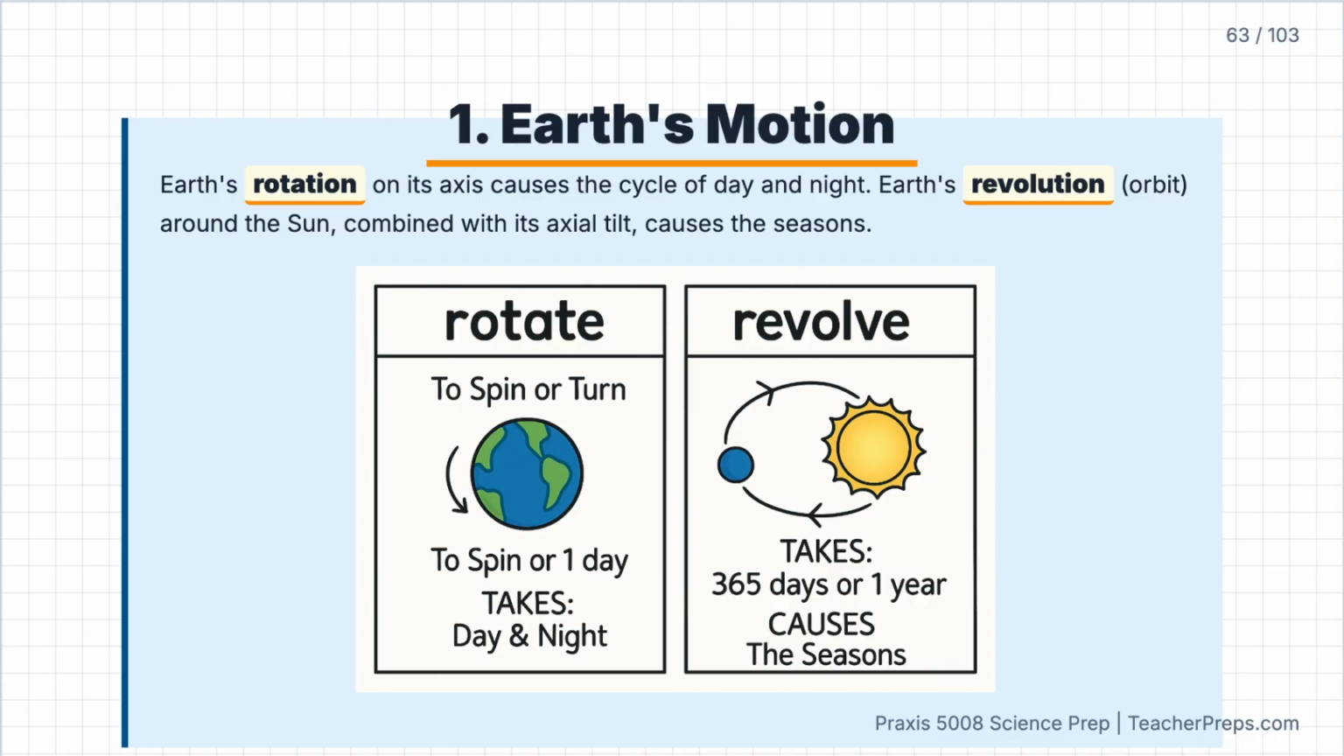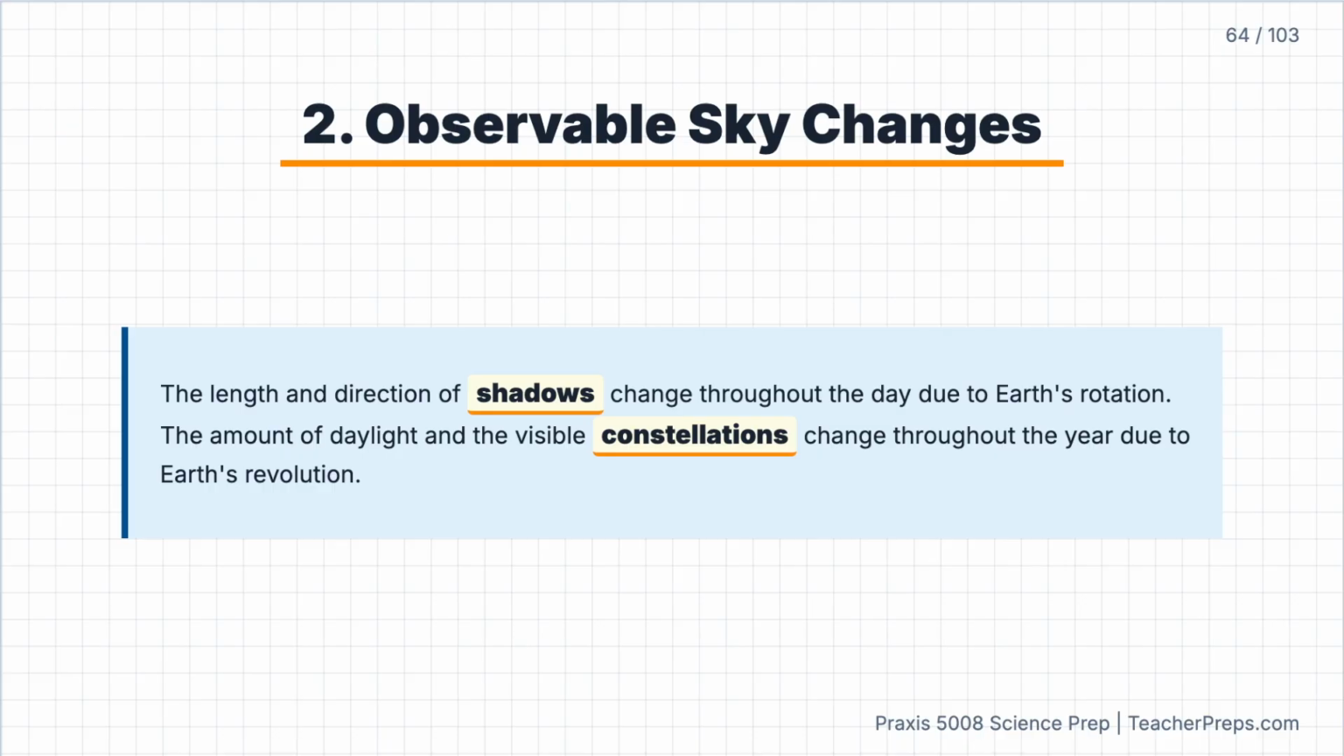Now, this is the last time that I'll bug you about this, but I just want to be clear that when you see the highlighted words in bold, these are the words to fill in on your workbook. Let's keep it going. These motions have observable effects. Shadows show change daily because of rotation, and the constellations we see at night change seasonally because of revolution. So on test day, you will likely receive a question about observing the sky and the changes throughout Earth's rotation.